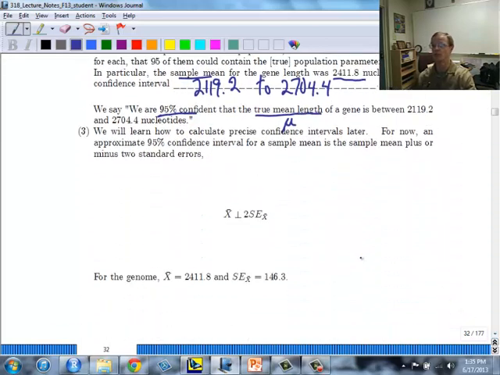Okay, now, how do we get that? We're just doing the general case, but for right now, our basic confidence interval is the sample mean plus or minus 2 times the standard error. In this particular case, we used standard error 146.3, and so you'll get 2411.8 plus or minus 2 times 146.3, which is going to give this interval up here.